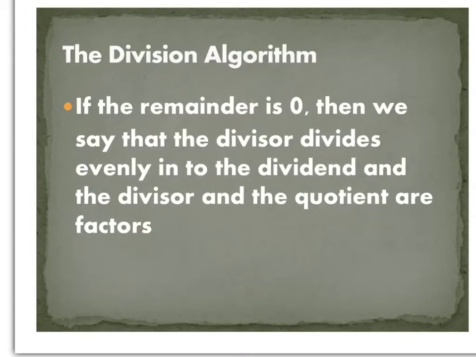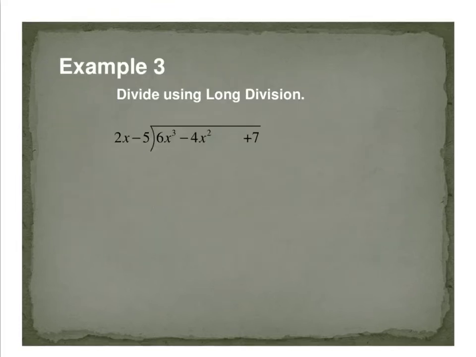So the division algorithm: if the remainder is 0, then we say the divisor divides evenly into the dividend, and the divisor and the quotient are factors. And we're going to come back to this concept in just a moment, but let's take one more example with synthetic division.